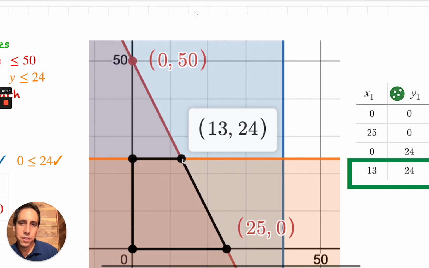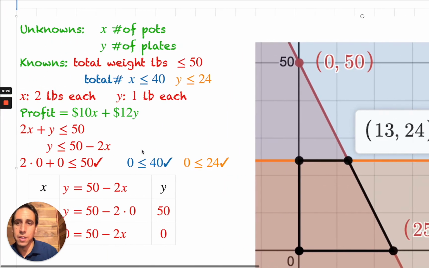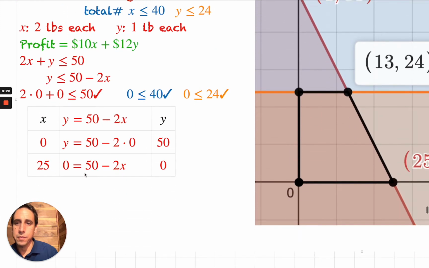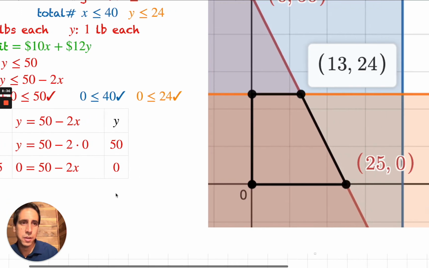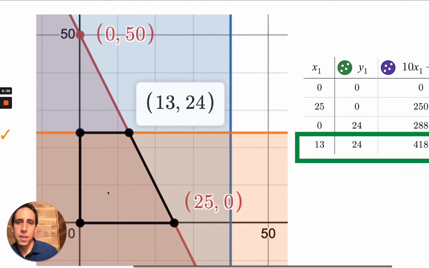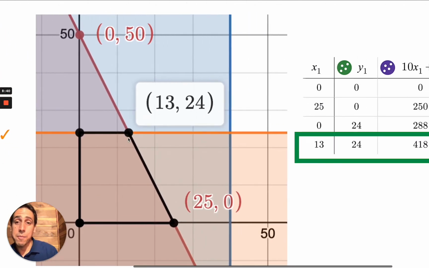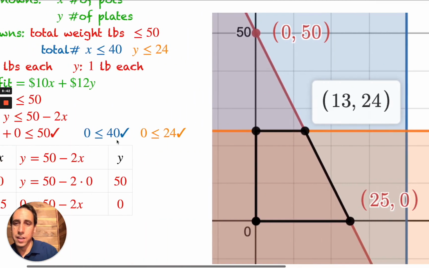And the hardest one to think about is what is this point right here. We know that it's going to have a height of 24, a y value of 24, so you can plug that into the red equation right here. And if y is equal to 24, we can back calculate that x would be 13. I didn't show that work. I'm just going to keep on moving on. Oh gosh, maybe I should do it.